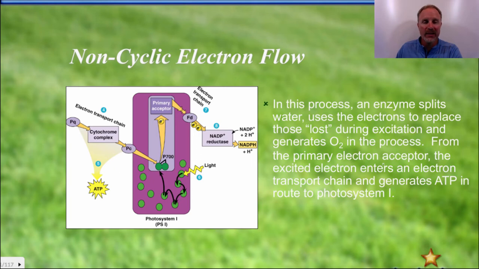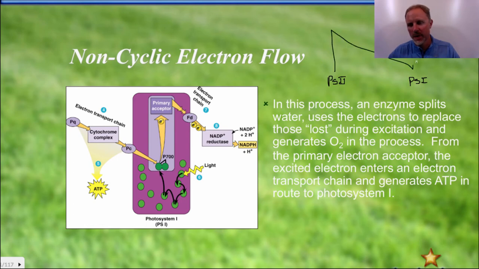And then with the non-cyclic flow, this is the easiest way to remember what's going on. If this is photosystem 2, this is photosystem 1, the electrons start here, move down a chain, start here, move down a chain. This one generates NADPH. This one generates ATP, and that's generally non-cyclic electron flow.